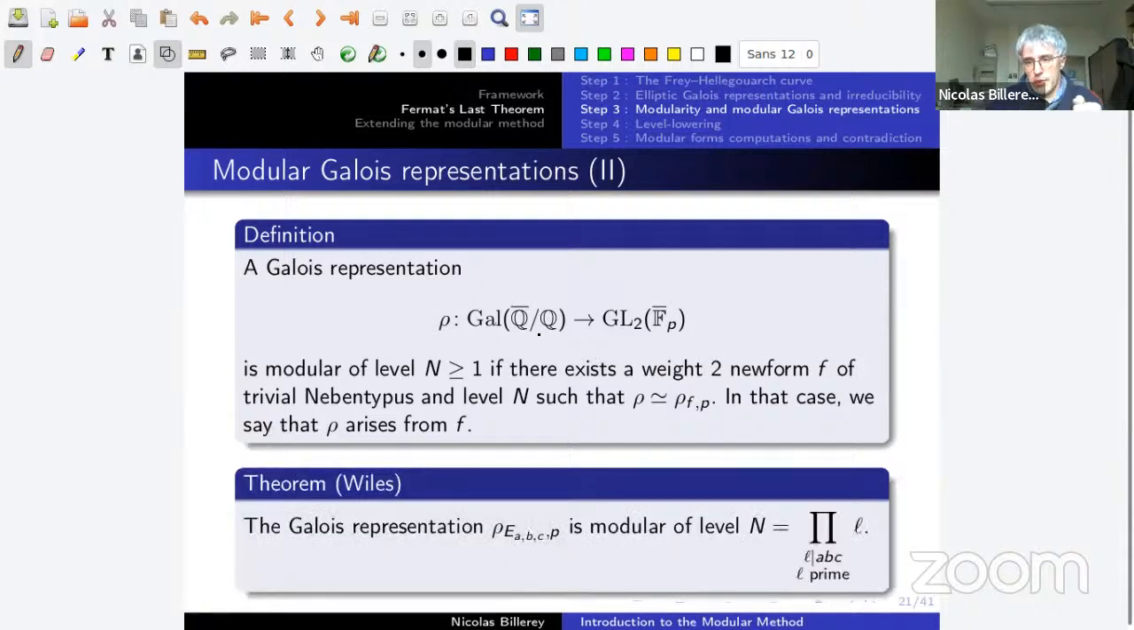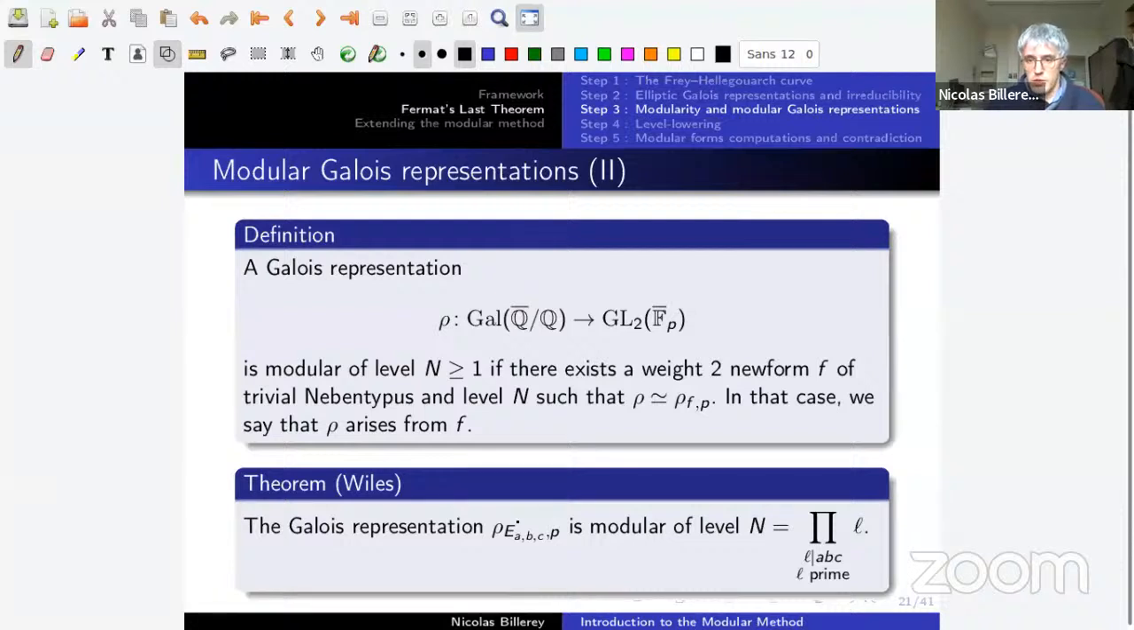So now we can use Wiles' theorem. Wiles' theorem is attaching a newform to our Frey curve, and to the Frey curve we have a Galois representation, and to the newform we also have a Galois representation. It turns out that the Galois representation attached to the elliptic curve, the mod p representation, arises from a newform. So it's modular for level N, which is nothing but the radical of the minimal discriminant of the Frey curve, right?